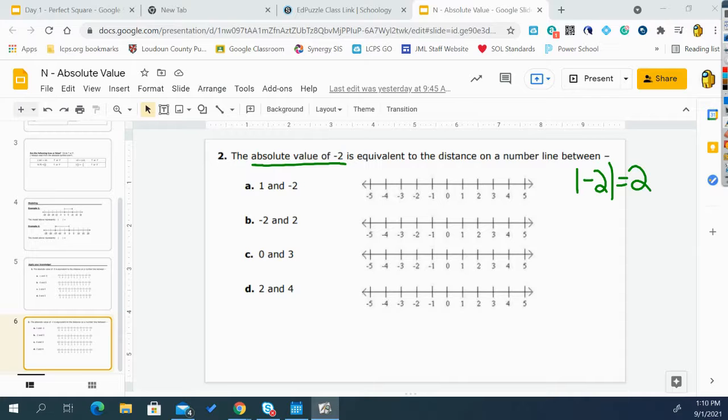I'm going to do A, but I want you to do B, C, and D on your own. So I know A doesn't work because if I put a line at 1, and if I put a line at negative 2 and I draw a line, they're 1, 2, 3 away from each other. I'm looking for ones that are only 2 away from each other. So go ahead, look at those last 3 and see if you can figure it out on your own.